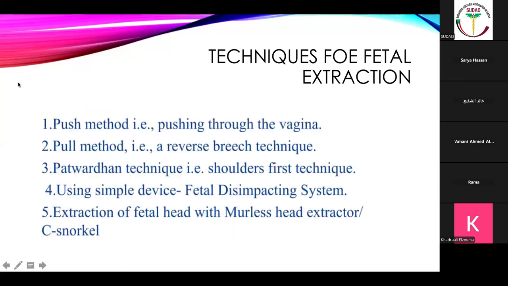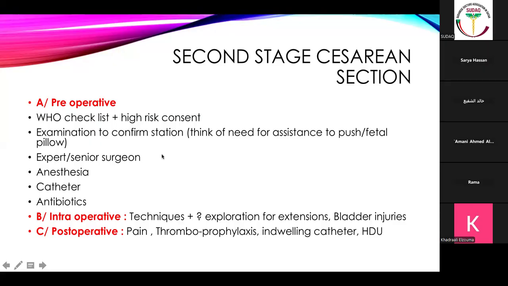Examination to confirm the station and think of need for assistance to push or fetal pillow. This is the most important intervention that will reduce the complication, and it might help to reduce the complication and helps you to deliver the impacted head. Because the most important one is examination to confirm station.